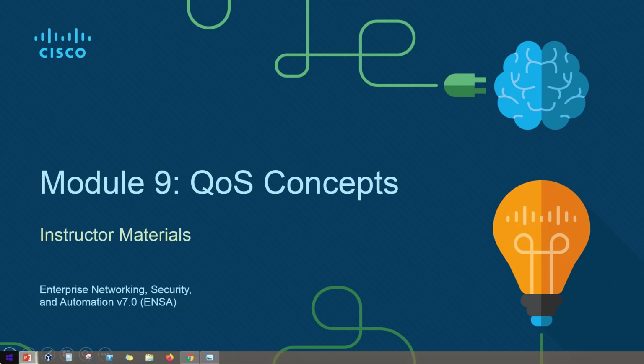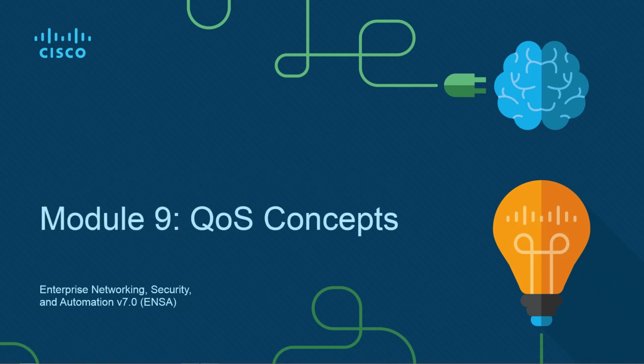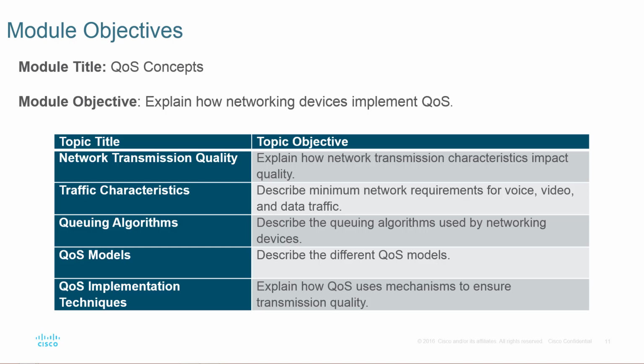Hi everybody. Today we're going to be going over quality of service concepts. So we're going to talk about our network transmission quality, our traffic characteristics, queuing algorithms, QoS models, and implementation techniques. Those are some of the things we're going to learn in this module.